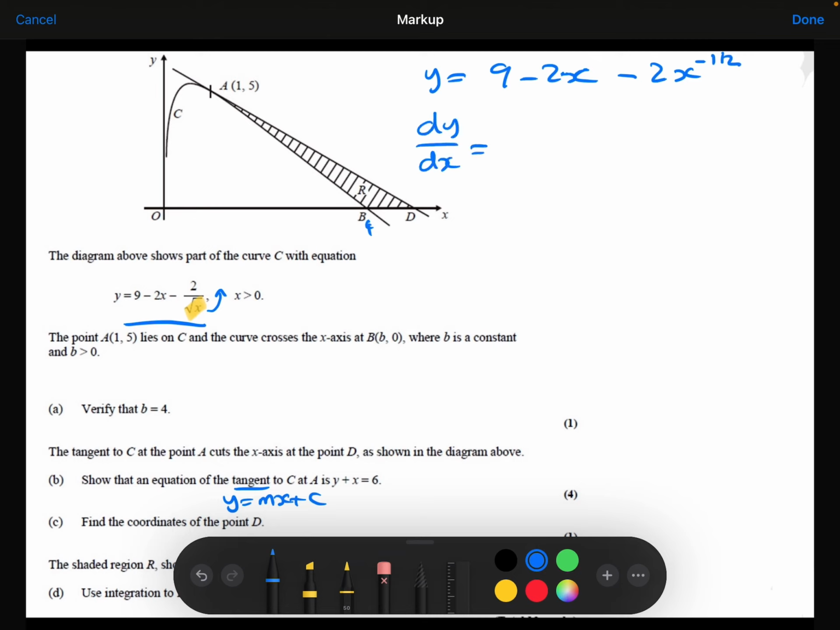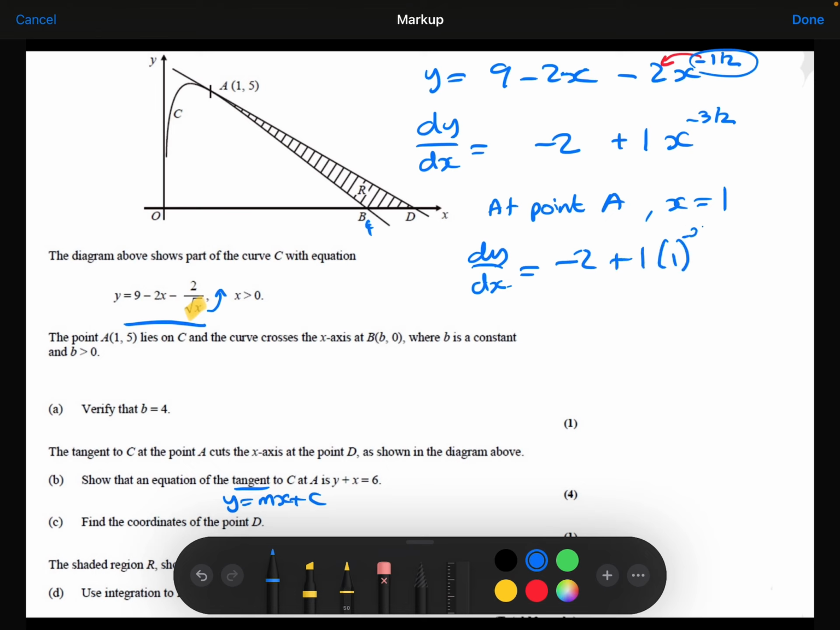The 9 will differentiate to be 0. The minus 2x will differentiate to be minus 2. And then we're going to have minus a half times the minus 2, which is plus 1. Then take 1 away from this power. So minus a half minus 1 is minus 3 over 2. So this is my gradient function. At point A, where x equals 1, the gradient of the curve then, substituting 1 into this function, is minus 1.